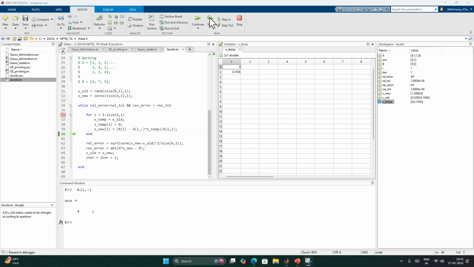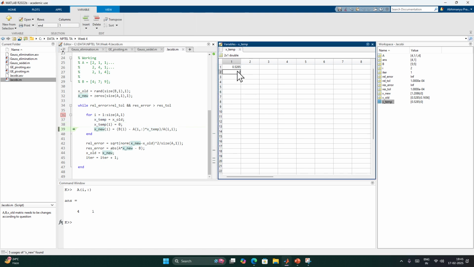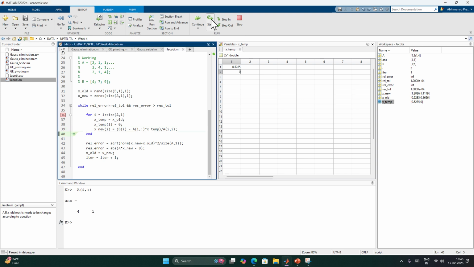Now for x2, this time I'm making my second element of x times 0, because I will be multiplying the first element only, right? So this entire loop ran once.